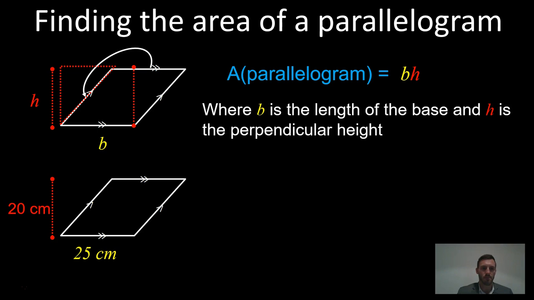Let's have a look at an example. Here we have a parallelogram with a base of 25 centimeters and a perpendicular height of 20 centimeters. We rewrite the formula with our known values and we evaluate. In this case, the area is 500 centimeters squared.